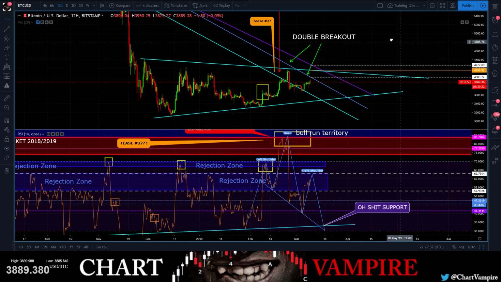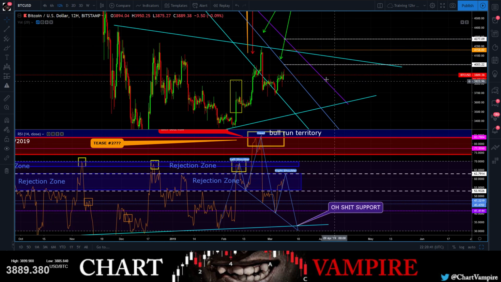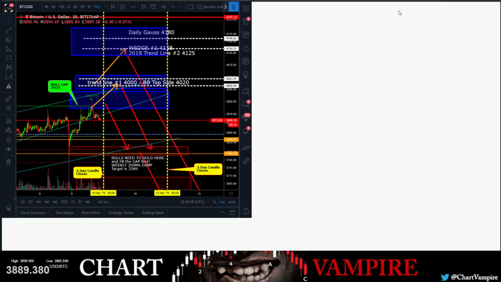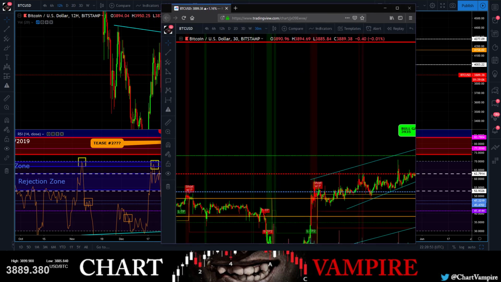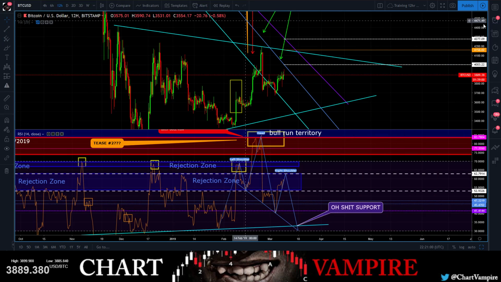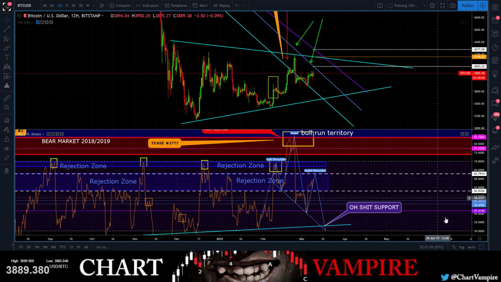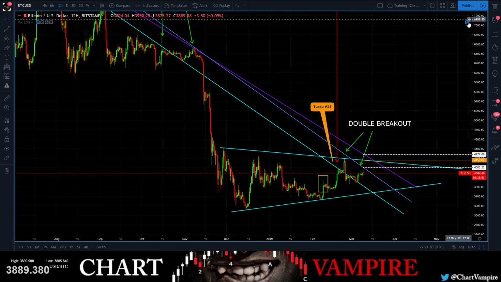Super important, this is our trend line chart right here. Look at our trend line chart, 4K. This is all set up for everybody over on this chart right here. That's the 4K. Trend line number one is this trend line, right here. This blue trend line is trend line number one. And if you want, you can just go back on yours. This is not in log. I have this in just regular standard. You can go back.